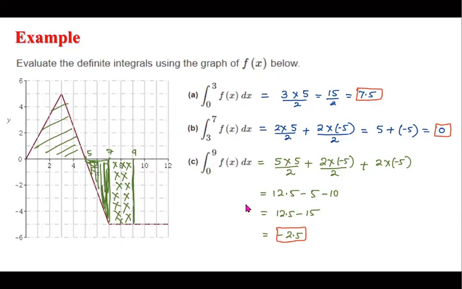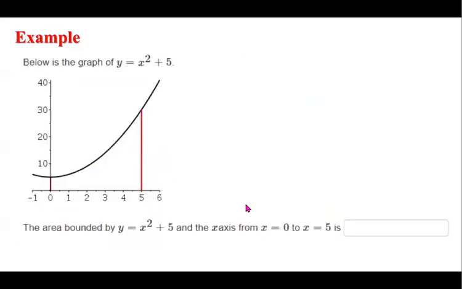Okay, now time for the next example. Here is the example. They have given the graph. Below is the graph of y equal to x squared plus 5. The area bounded by y equal to x squared plus 5 and the x-axis, from x equal to 0 up to x equal to 5. How much is that area? We need to find that area. Okay, this is the area I need to find.